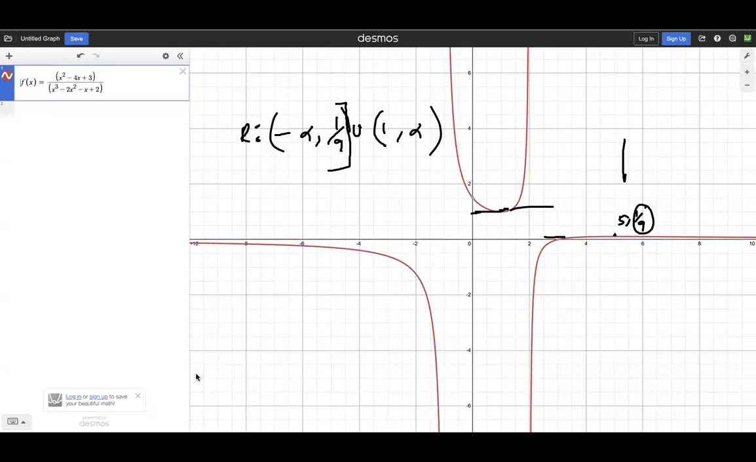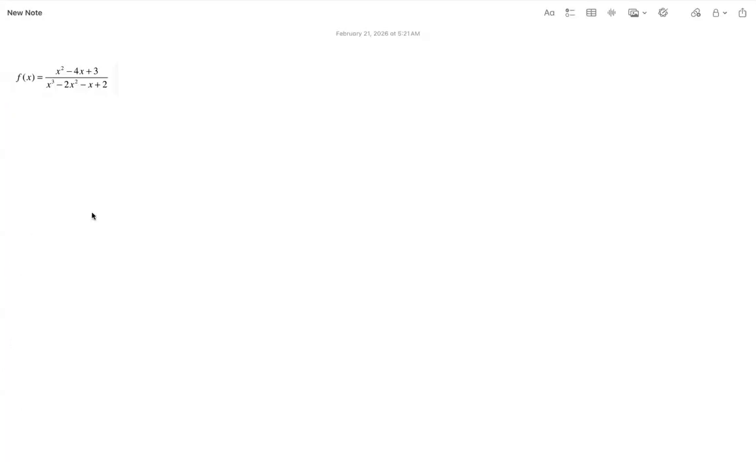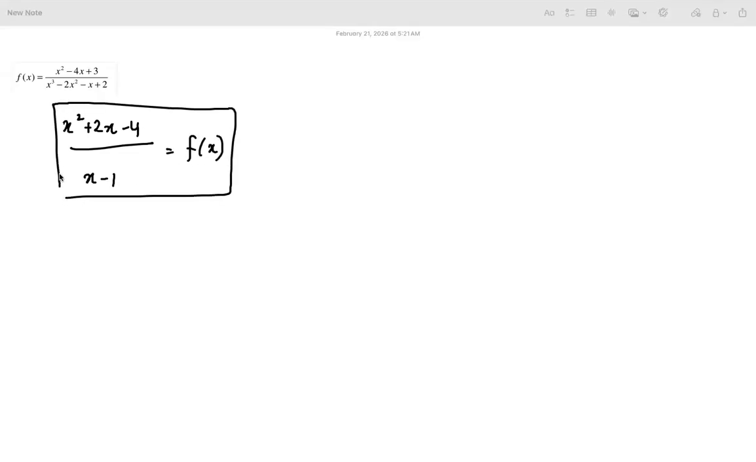I want to stop share. Let's do this one. X square minus 2x minus 4 divided by x minus 1. Would you be able to do this? Okay, just grab this rational function, show it to me, and then we'll move on. You don't need to do anything else here. Let's try that. Graph the rational function, just show it to me.